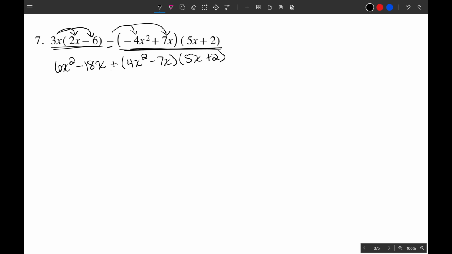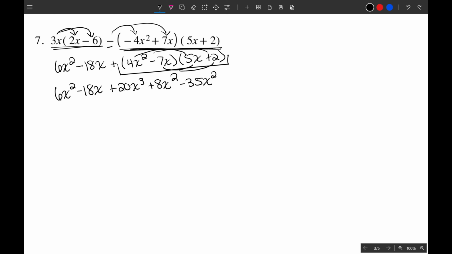So I need to go ahead and multiply this together. I'm going to leave my 6x squared minus 18x out in the front. So 4x squared times 5x is 20x to the third. 4x squared times 2 is 8x squared. Negative 7x times 5x is negative 35x squared. And negative 7x times 2 is negative 14x.